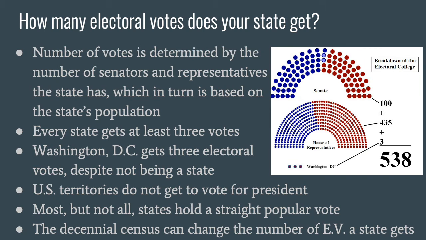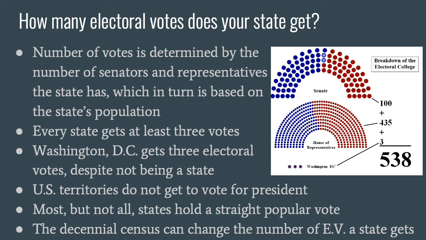Okay, so how many electoral votes does your state get? Well, that's dependent upon the number of senators and representatives that the state has in the United States Congress. And of course, the number of representatives that a state has is based upon the state's population. And so that's how the electoral college system is kind of related to the state's population, but it's not exact at all. So every state, as we know, gets two senators and at least one representative based upon their population. So if you're a small state, you only have one representative in the House, whereas if you're a very large state, you could have as many as 53, which is how many California has right now.